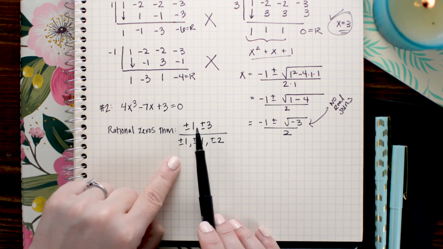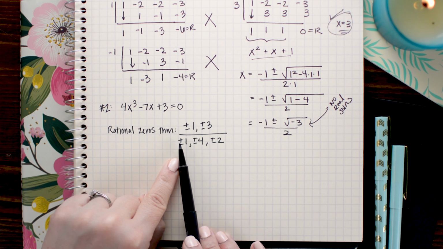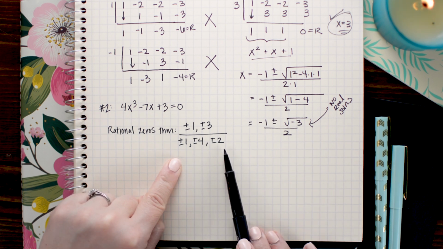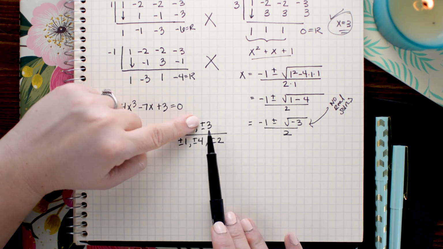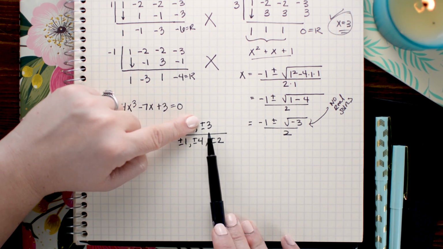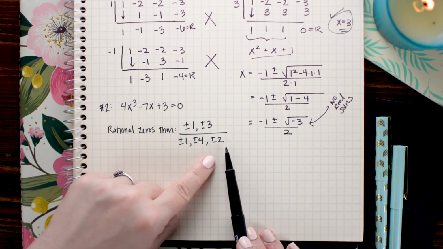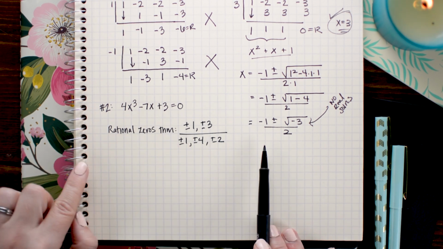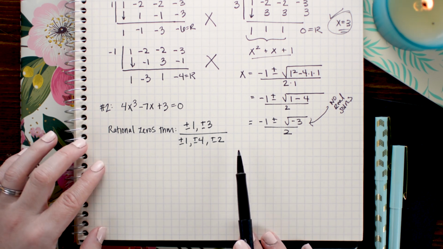Next, I'm going to take the ratios of all of these. So I'm going to divide plus and minus 1 by plus and minus 1, plus and minus 4, and plus and minus 2 to list out those possible solutions. And then I'm going to take plus and minus 3 and do the same thing. I'm going to divide it by plus and minus 1, plus and minus 4, and plus and minus 2. So that's going to make a long list of potential solutions, and sometimes that just happens with these problems.